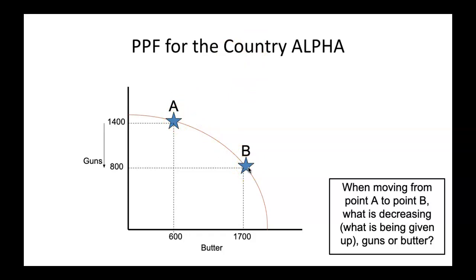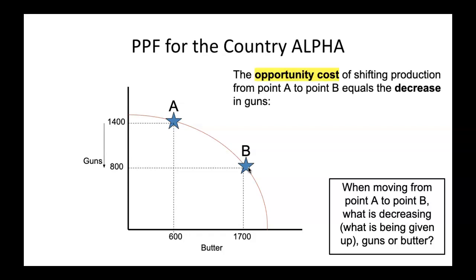We're losing guns. So, the opportunity cost of shifting production from A to B equals the decrease in guns. So how much were guns decreased? They were decreased by 600 units. That means the opportunity cost of moving from A to B is 600 units. That is the opportunity cost. 600 units of guns.